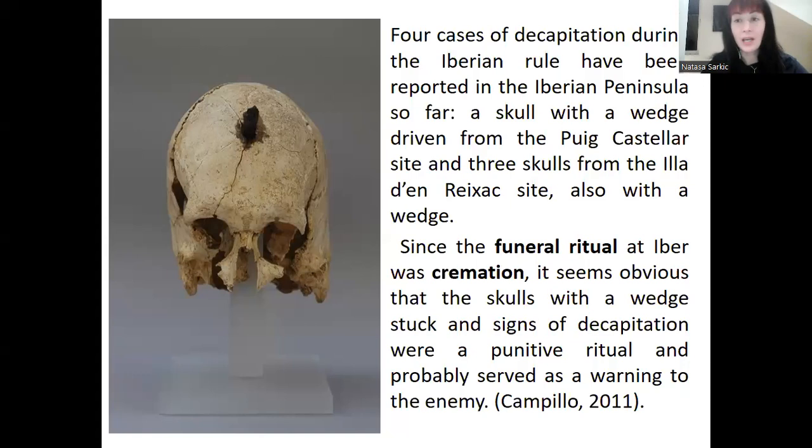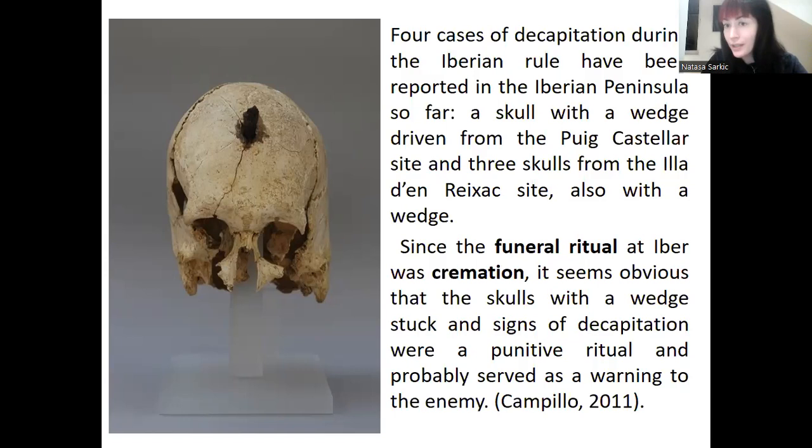It's like, we really don't like you, so you're not going to be buried in the same way as our population, our community. We will give you a completely different treatment, and your body should also serve as a warning to others who try to do the same, whatever it was.